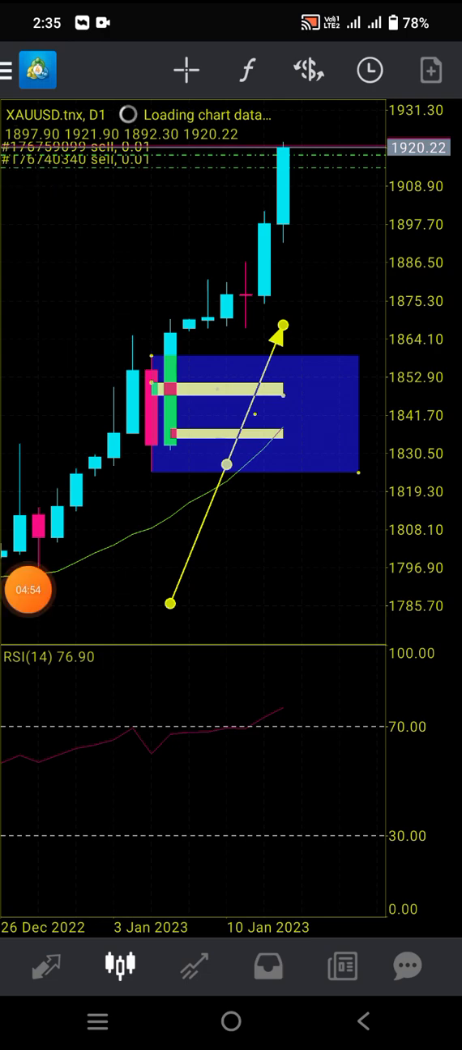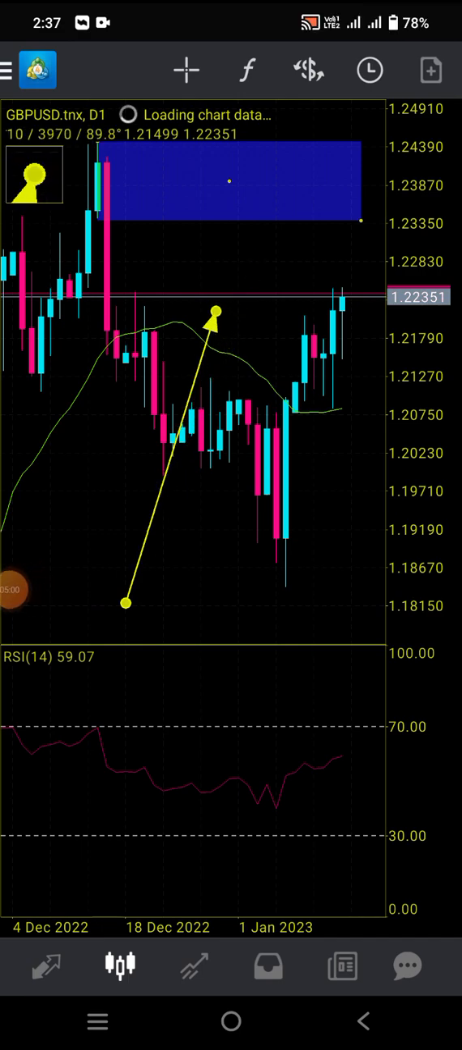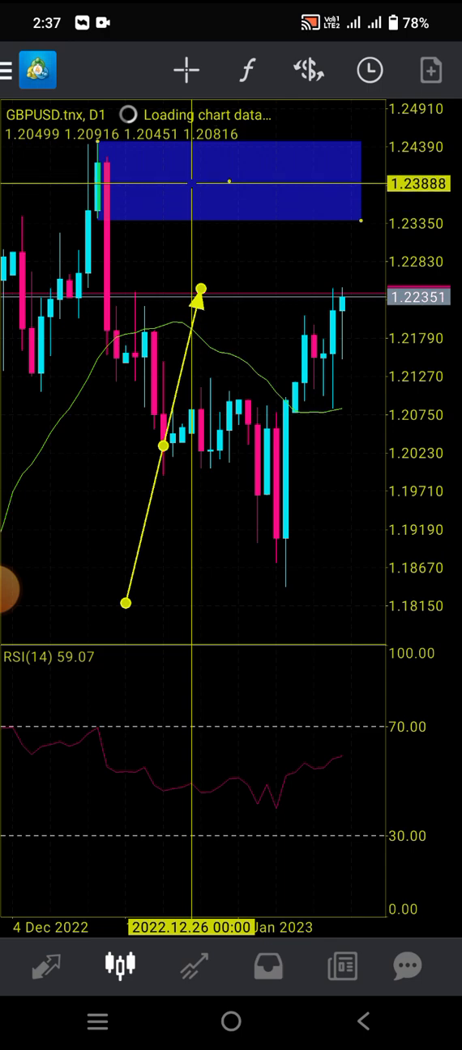Look at another example, engulfing sell. Look in this example for the engulfing sell scenario. For example, you mark this in the daily time frame. Now this is almost a 100 pip zone.